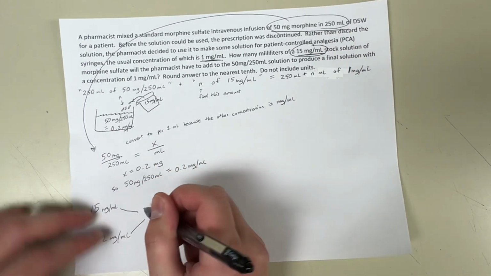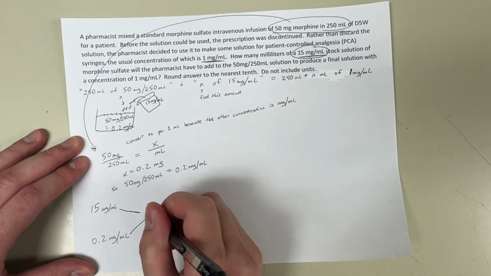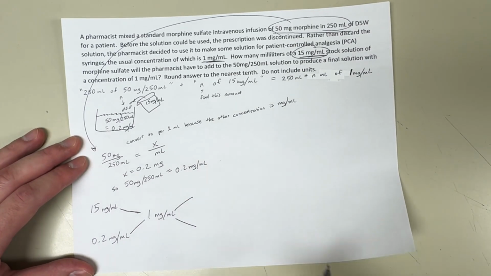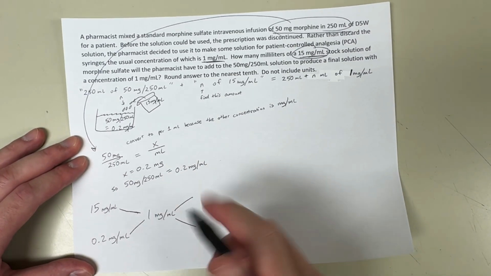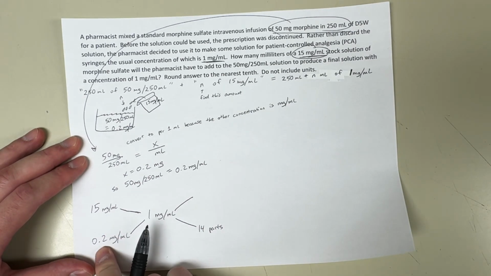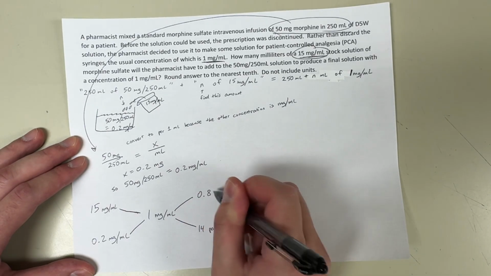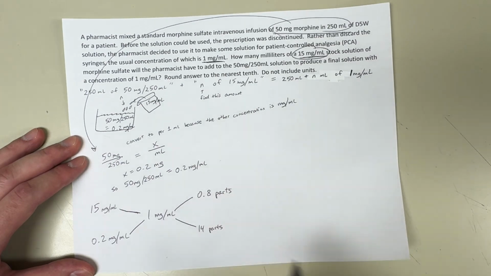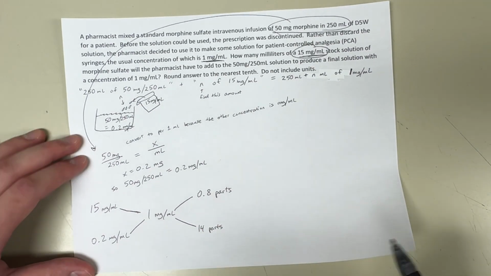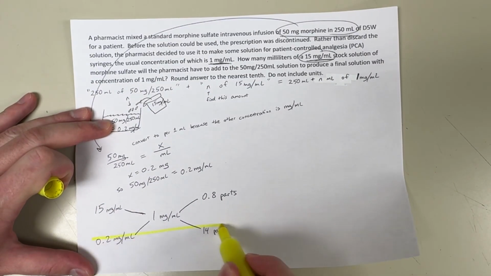And then when you do alligation, you put these two lines here, trying to make a 1 milligram per milliliter solution. And then you just follow the line through. So 15 minus 1 equals 14 parts. And then 0.2 minus 1, you just take the absolute value. You don't have a negative number. You get 0.8 parts. 0.2 minus 1 equals 0.8. So when you do alligation, you just look at the bottom half after you calculate this.